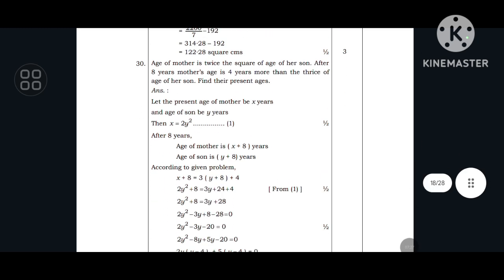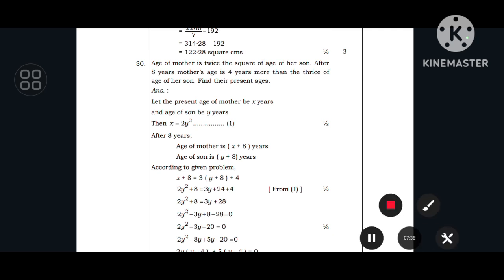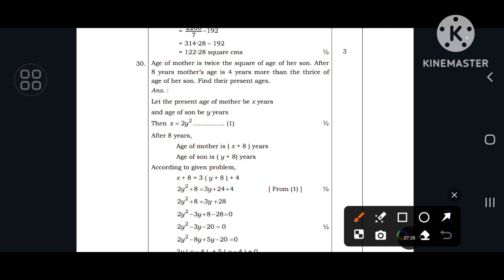Coming to the second question, the age of the mother is twice the square of the age. This is a question of the pair of linear equations, but many of the times they will ask this question from the quadratic equation also. This question they will repeatedly ask from quadratic equation or pair of linear equations, from the example of a boat or the train or the aeroplane. They will ask from there.